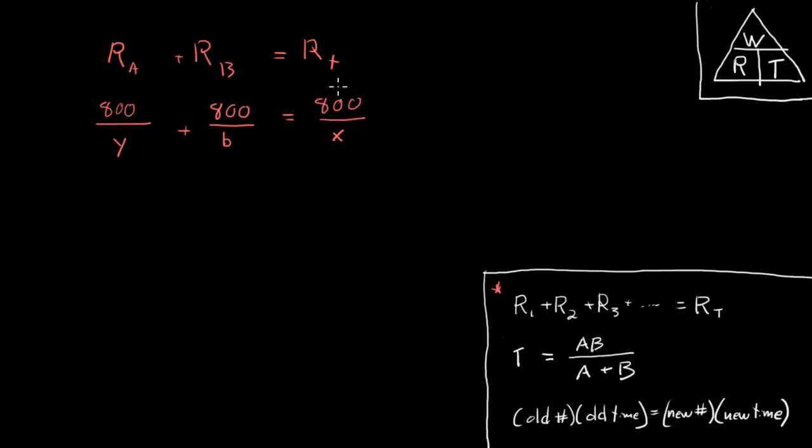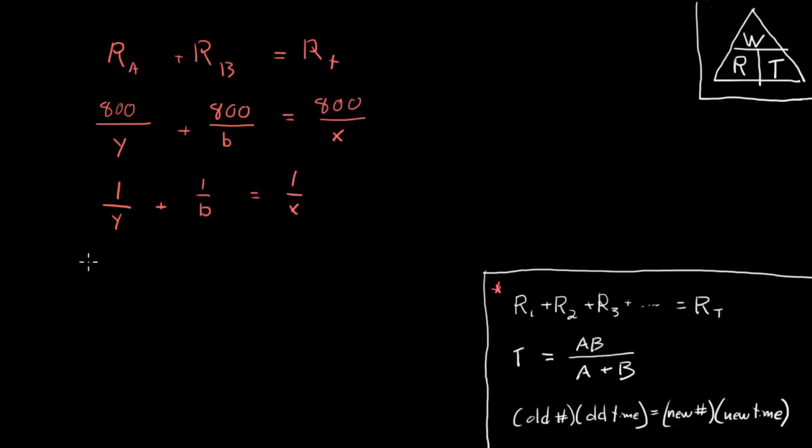So now we've got an equation, and we are trying to find B. So our job is to isolate B. What should we do first? Well, first we might see that every single term has an 800 in it, so we can divide out that 800 from everything, and that'll leave us with 1 over y plus 1 over b equals 1 over x.